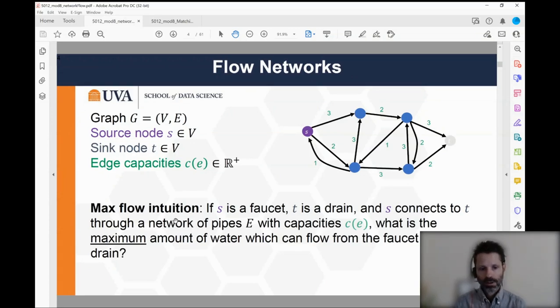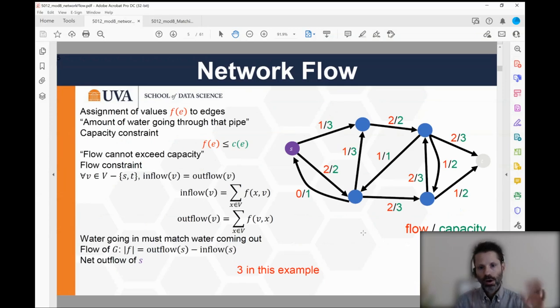So a maximum flow is simply this: if we have a source and a sink, and flow is emanating from the source and traveling through this network to the sink, where we have constraints on the amount of flow that can travel on each edge, what is the maximum amount of flow that we can get from the source to the sink, given the structural constraints and the capacity constraints of the network?